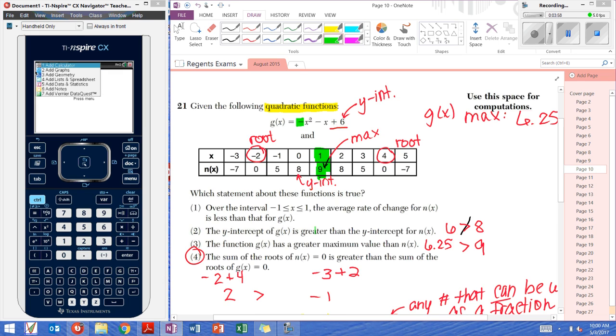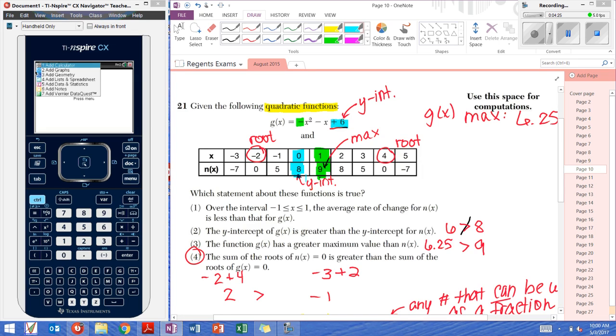So in number 2, the y-intercept of g of x is 6, which is this guy right here. Oops, let's use blue, because it's our constant. Why is it not letting me change my color? Here we go. And the y-intercept of n of x is 8. So 6 is not bigger than 8. Number 2 is out.